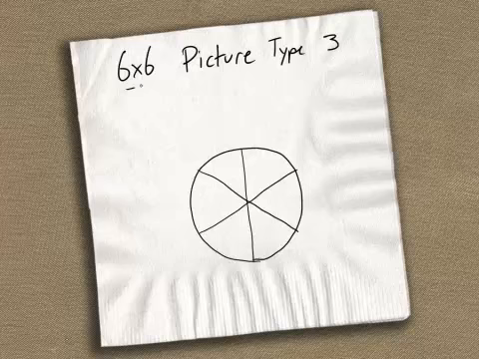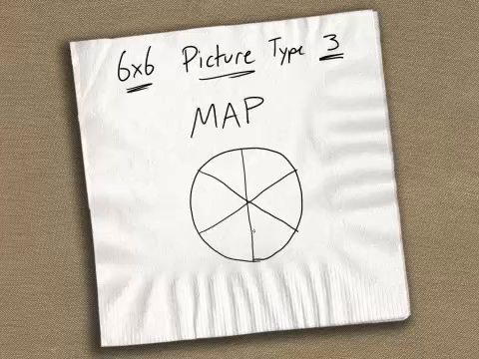Our lesson is 6 by 6 picture type number 3, which we know is otherwise called a map. The picture that we want to draw when we want to show where something is, a simple little map.